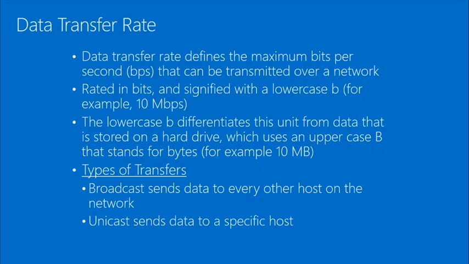Okay, our types of transfers: there's broadcast and unicast. Broadcast is basically information being sent to all devices. Unicast is information being sent to a specific device. The way to think of broadcast is radio: somebody talking over a radio gets sent to multiple devices. Unicast is a walkie-talkie. When you're on a walkie-talkie, the signal only goes between those two devices.